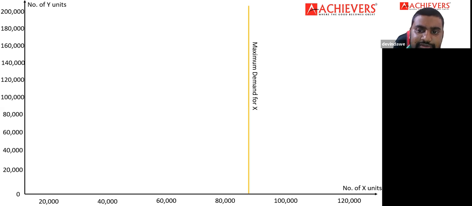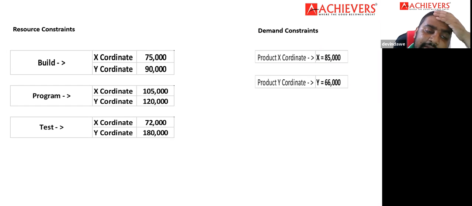Now let's take a resource constraint. Let's go back. Let's take build. Build will have an x coordinate and a y coordinate because build is used to produce both products. Now, how did we get the coordinates? We got the coordinates by assuming, number one, that the entire amount of build resource is allocated only for product X, how many X units can I produce? And if the entire amount of build resource is allocated only for product Y, then how many Y units can we produce, right? So what you will see is, guys, the x coordinate and the y coordinate.